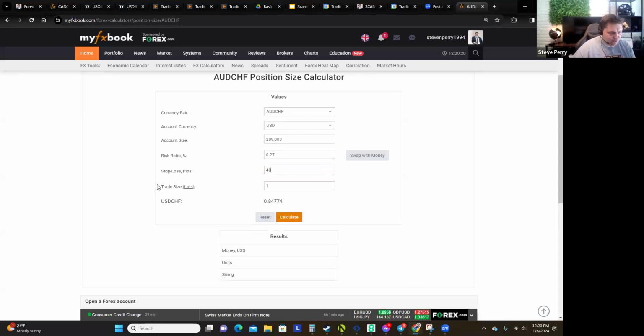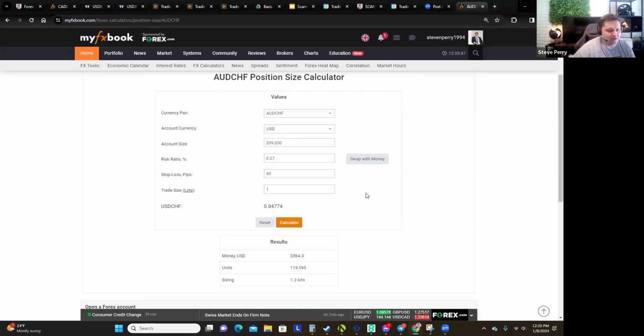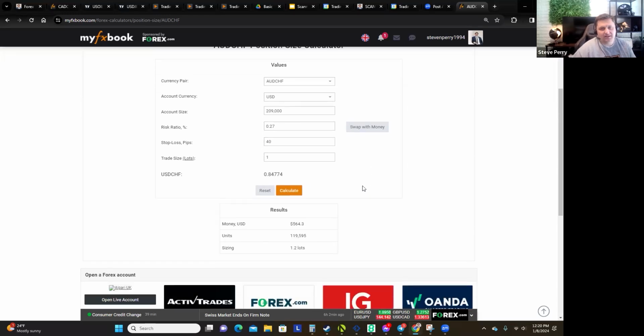Now, for the trade lots right here, just leave it at 1. It already defaults to 1, so don't worry about that. Now this is ready to go. Look at all the fields here. We've got the currency pair we're trading, the currency we're transacting in, which is defaulted to the dollar, account size $209,000, risk ratio is 0.27, exactly, airtight, 40 pips of risk we're taking on this trade. Then we click calculate, and this is going to tell me exactly what I need to do.